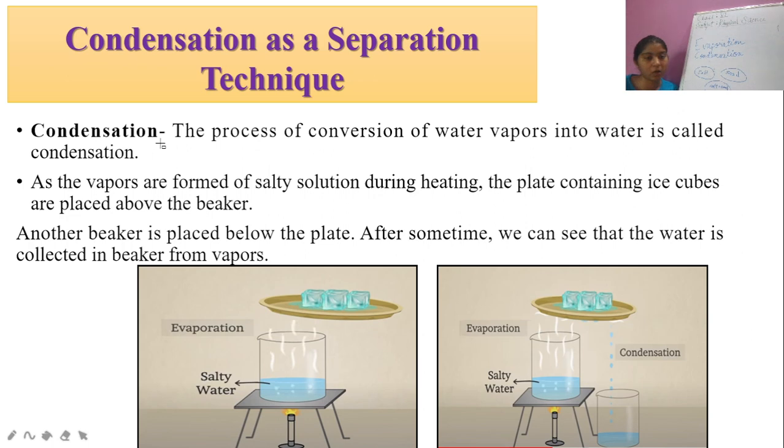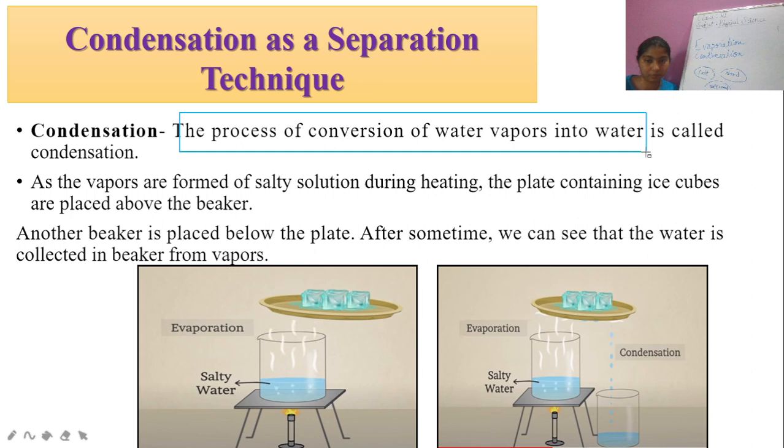So condensation is the process of conversion of water vapors into water. This is a technique in which you can convert the water vapors into water. Okay, then we can say this is condensation. You just convert the water vapors again to water. So this is a process. In the evaporation we discussed, you convert the water to vapors, but in condensation you get water from water vapors. So this is a process.